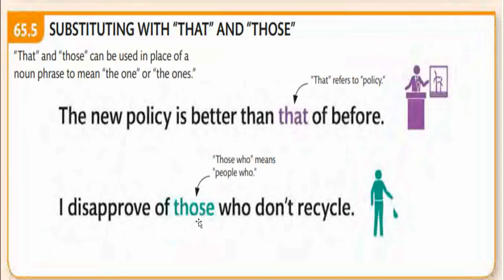I disapprove of those who don't recycle. Those means those people. Those who means those are people, those who don't recycle. So this pointer is used as a substitute for that or those, or for replacing certain things, like for example some words replacing the ones, the one, or a noun phrase.